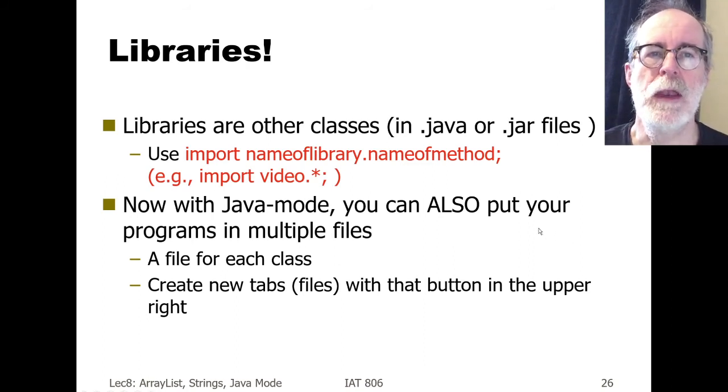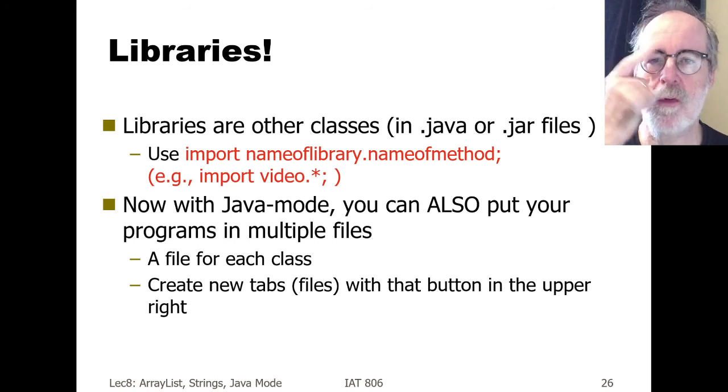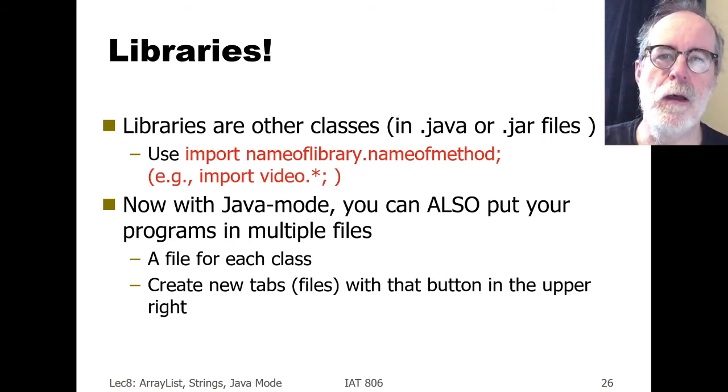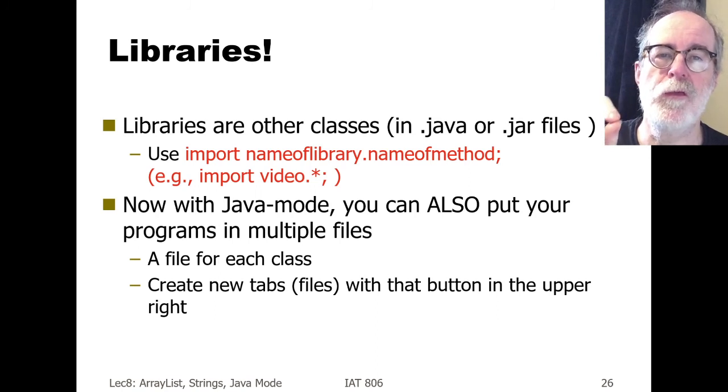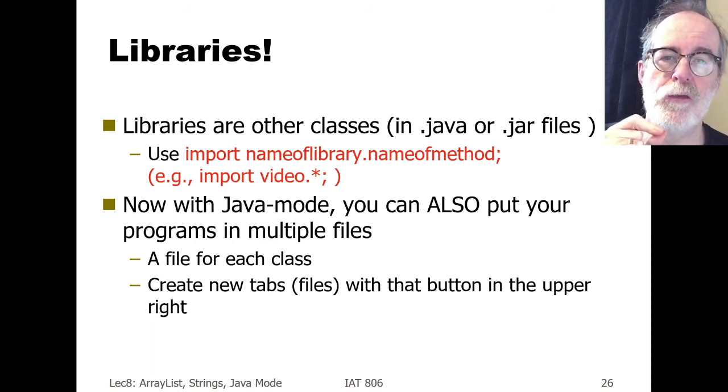Now, with Java mode, you can also put your programs in multiple files. Java behind the scenes actually has a requirement that each class that is intended to be used by other classes is in its own source file, with the name of the class equal to the name of that source file, .java. And what happens is the Java compiler compiles that into the name of the file .class. So there's a one-to-one correspondence between the source file .java and the compiled result .class.